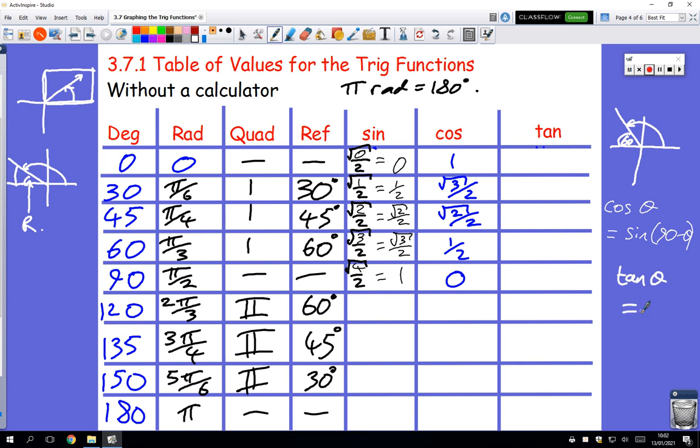Okay. Another thing to remember, and again another thing we looked at before in class, this identity is in your log tables, page 13. The tan of any angle is always the sine of that angle divided by the cosine of that angle. So I have the sine, I have the cosine. If I divide the sine by the cosine, I get the tan.